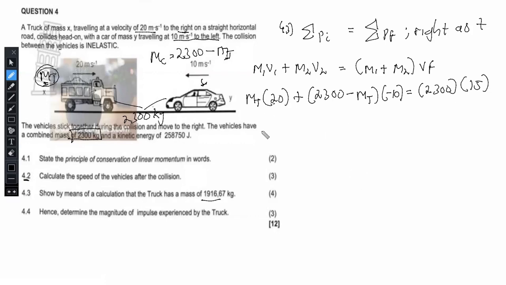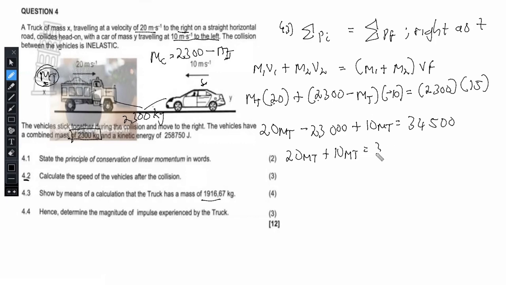So okay, in calculating here, this will give me 20 mt. And then if I take the 2,300 multiplied by negative 10, it is supposed to give me negative 23,000. And then here, this is supposed to be positive 10 mt. Now, if I multiply the 2,300 there with the 15, 2,300 multiplied by 15, this is giving me 34,500. So we have 34,500. And then now we can say 20 mt plus 10 mt is equals to 34,500 plus the 23,000.